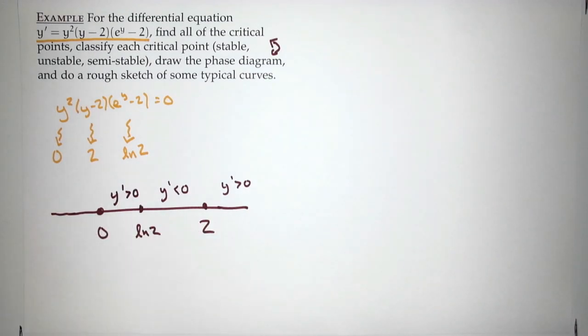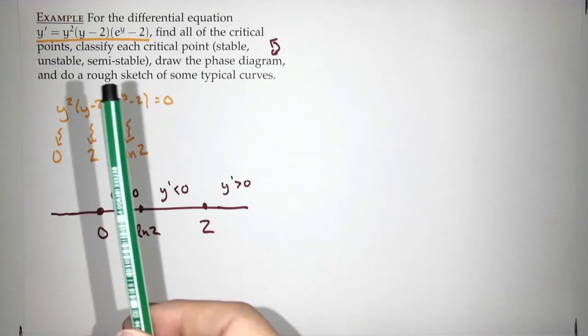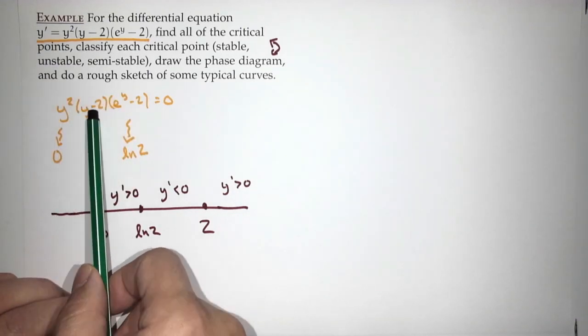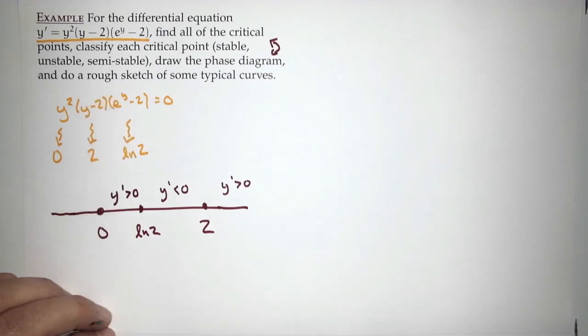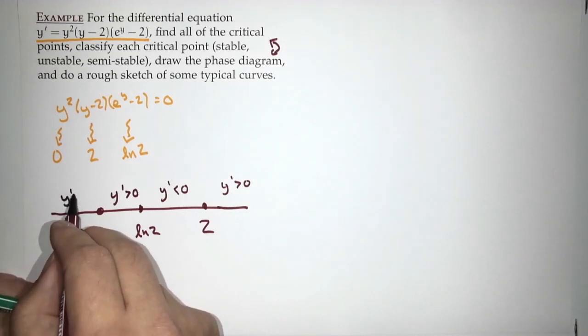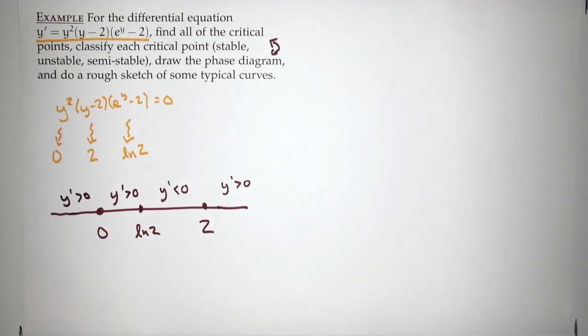Finally, something below 0. Negative 1. Yep. Negative 100. Okay, y squared? Positive. Y minus 2? Negative. E to the y minus 2? Negative. Put it all together? Positive. So, we now know the sign.